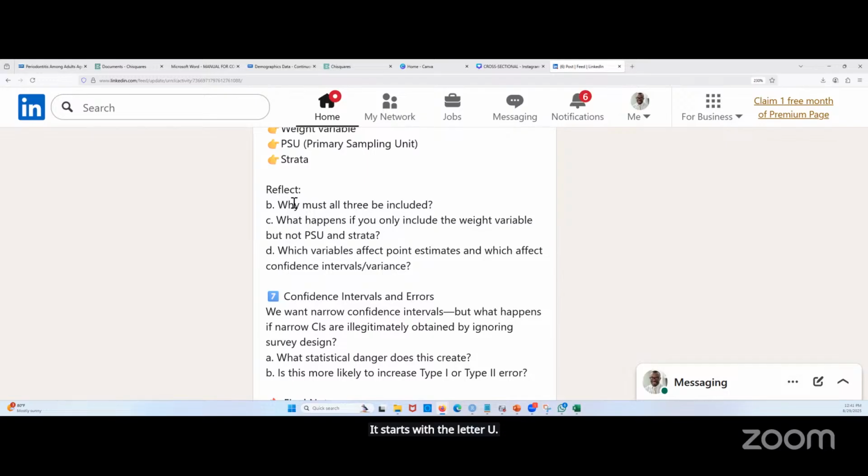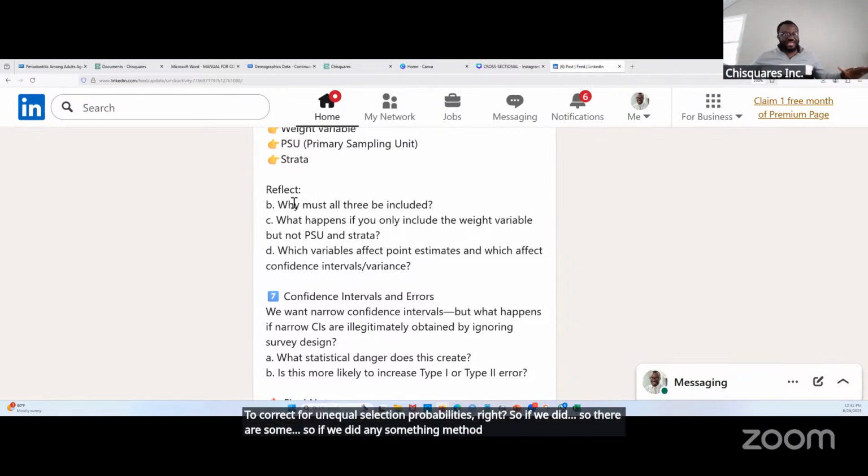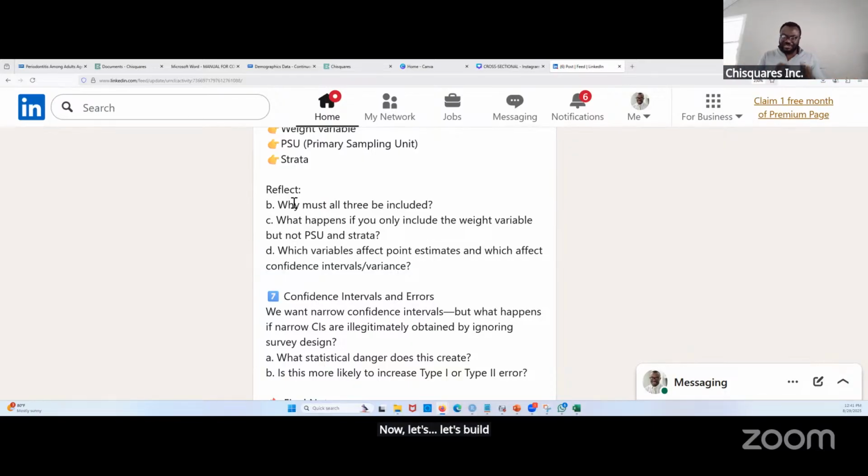Unequal. So unequal, that's a key word there. So let's etch that into our minds, right? If selection probabilities are equal, we don't need weights, at least not design weights, right? Design weights are required to correct for unequal selection probabilities. So if we did any sampling method where everybody has an equal chance of selection, then weights are not needed. Now let's build on the response that was given.